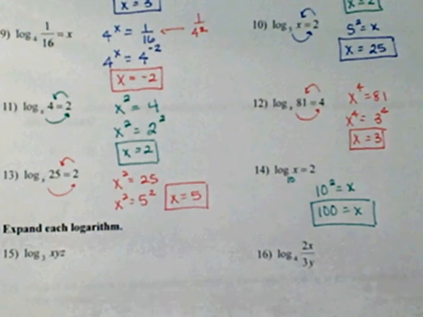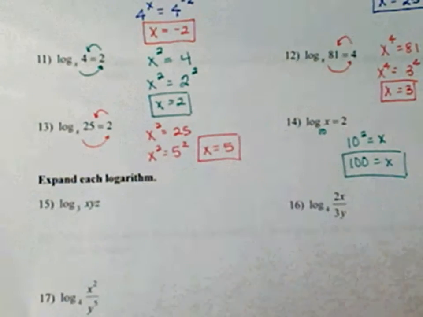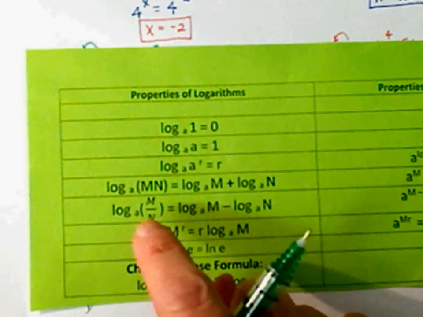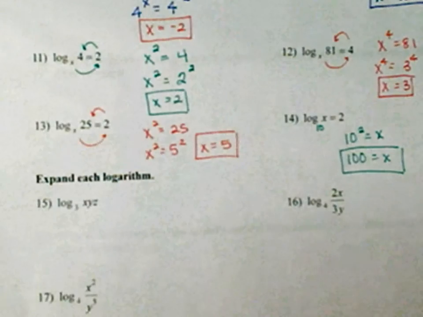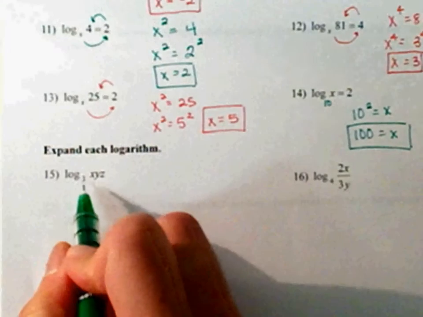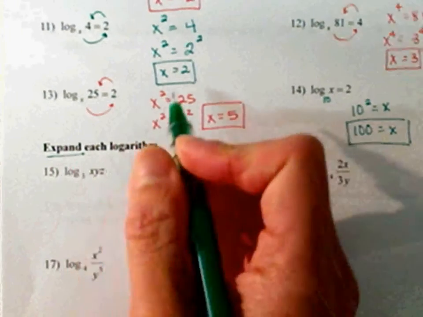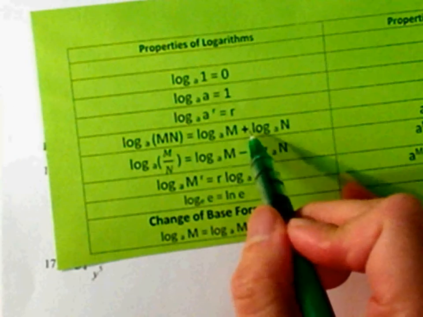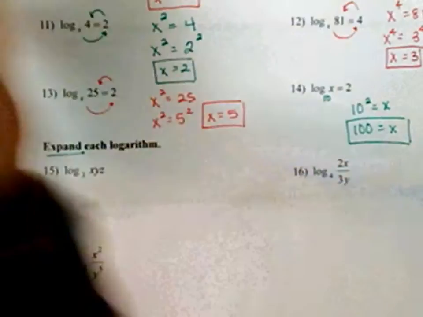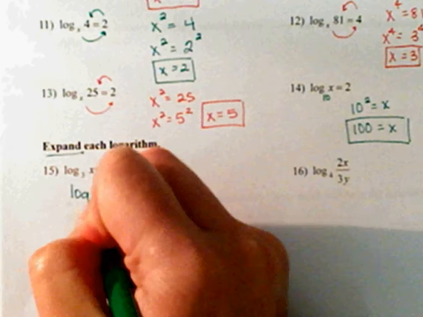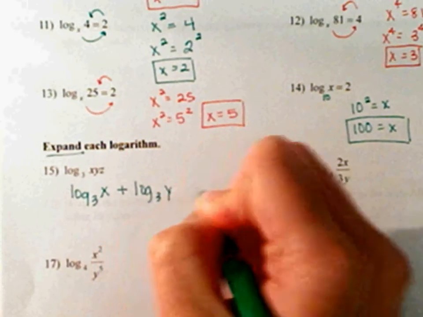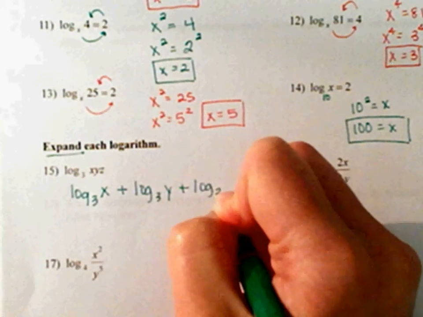All right, let's look at number 15. You are now going to expand. If you have this sheet, it's going to help you. This is the part that's expanding, and here's the part that's condensing. Here you have log base 3. It says to expand. So what correlates with multiplication? Addition correlates with multiplication. So I'm going to write log base 3 of x plus log base 3 of y plus log base 3 of z. And you have expanded.